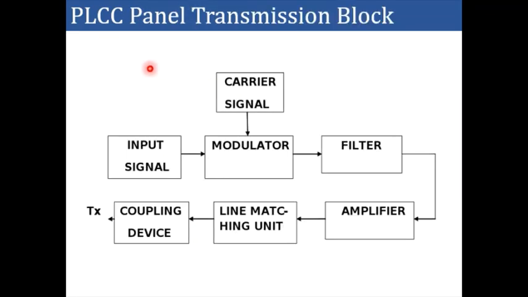Let's see how the transmission and reception of PLCC data happens. At the transmission side you will have the input signal and the carrier signal, which get modulated with the help of a modulator, and then the filter block will filter the signal and the amplifier will amplify it. Then it goes to the line matching unit, and from the line matching unit it goes to the coupling capacitor, and then it is transmitted via the transmission line.